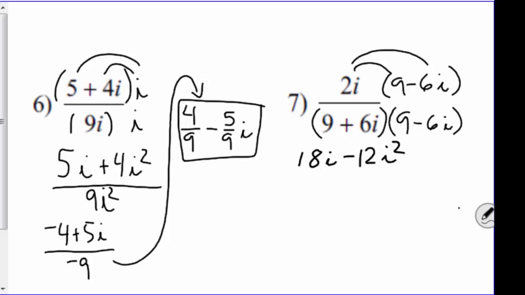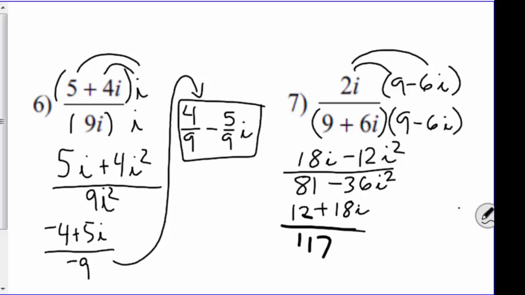And remember, conjugates, if you think of it as FOIL, the outer and inner terms always cancel each other out. So really we just have to do the first times first, 9 times 9, which would give us 81. And then last times last, which would give us negative 36i squared. And then we're going to replace our i squareds with a negative 1. So that means our numerator becomes positive 12 plus 18i. And then we would have 81 plus 36, which is 117.